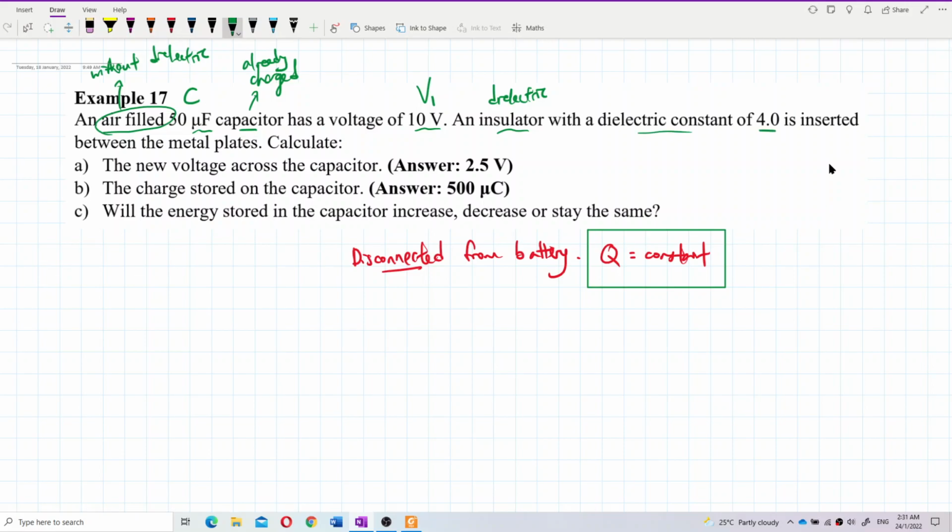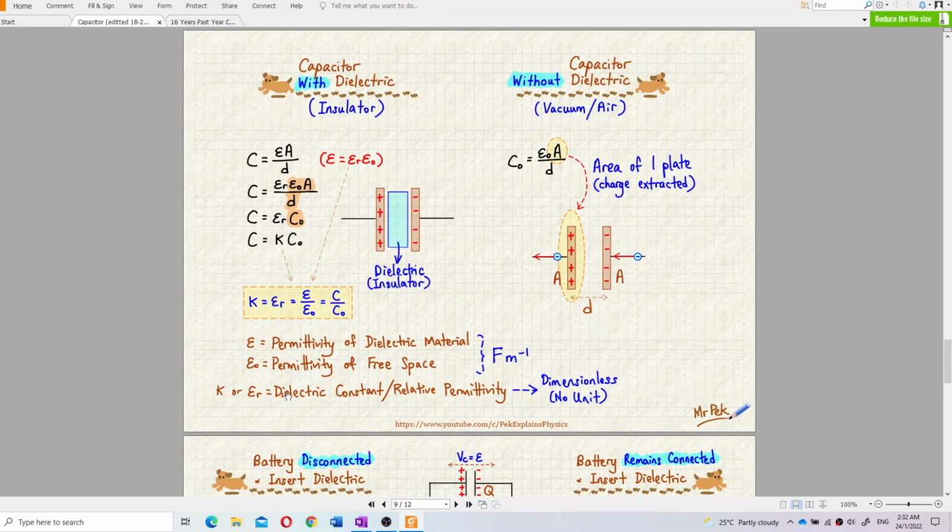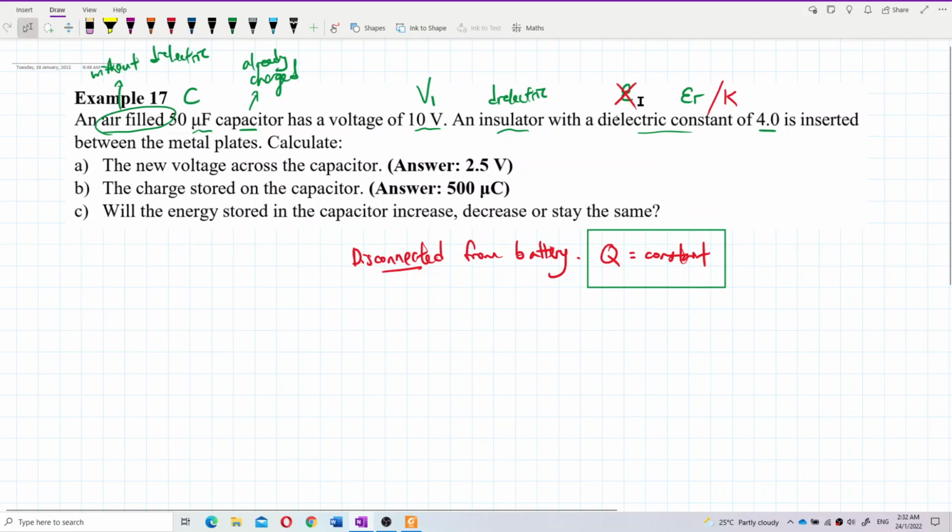Dielectric constant is actually ER, it's not E. Remember, it's ER only, or we can put it as K. Remember the definitions. Dielectric constant is ER, or K, which we also call relative permittivity. E is the permittivity of the dielectric material. So remember, dielectric constant is ER, not E.